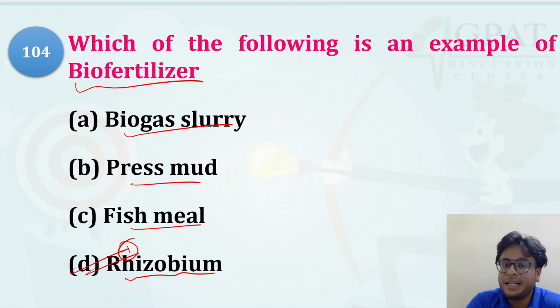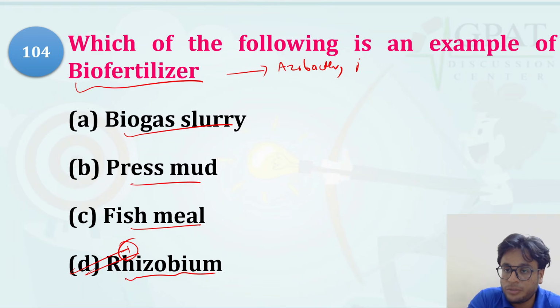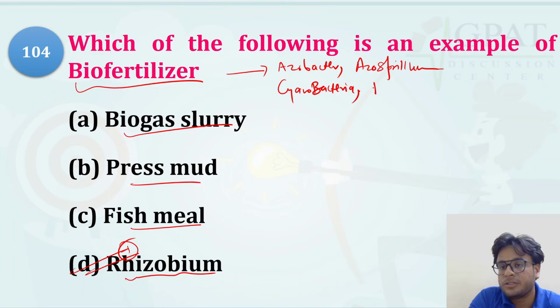The other examples that are related or can be asked in your exam are the biofertilizers, that can be the azotobacter. Azospirillum can also be a biofertilizer. Okay, then we come to the cyanobacteria. The symbiotic nature that is shown by the algae and fungi, that is the mycorrhiza.